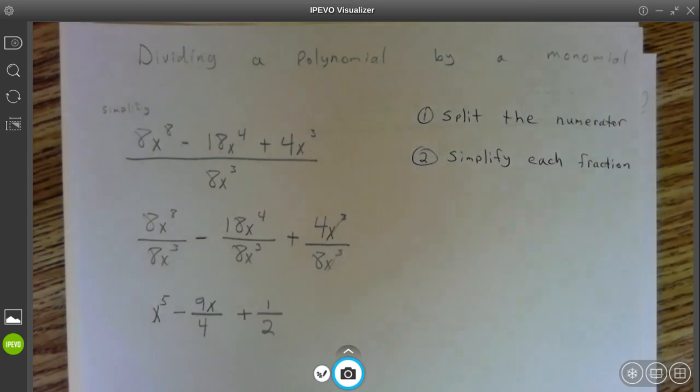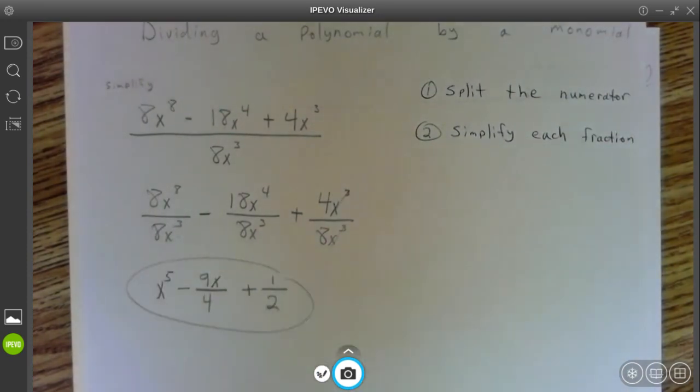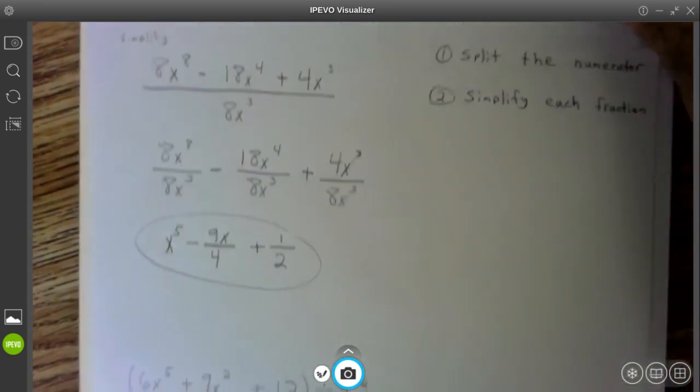That's all we can do with this one. We simplified each individual fraction by itself. That's our answer. All right, this next one.